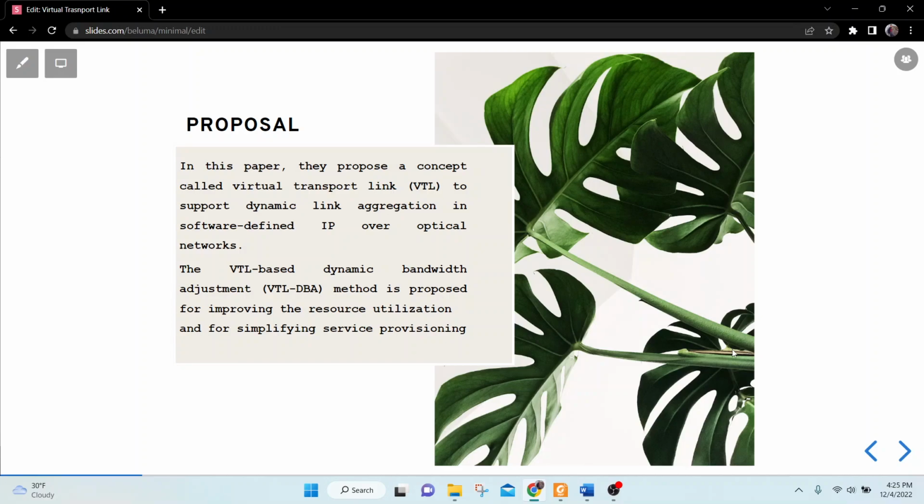In this paper, they propose a concept called virtual transport link (VTL), which is to support dynamic link aggregation in software-defined IP over optical networks. They are focusing on optical networks, and they also introduce a VTL-based dynamic bandwidth adjustment, which is the VTL-DBA method, proposed for improving resource utilization and also for simplifying service provision.